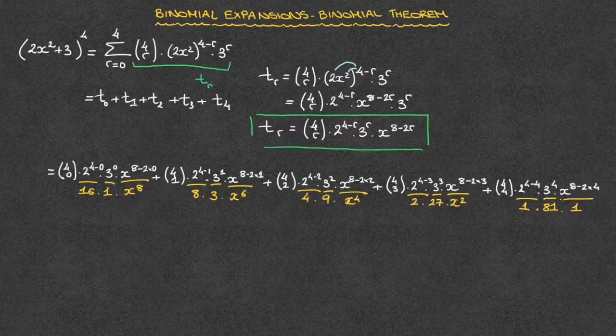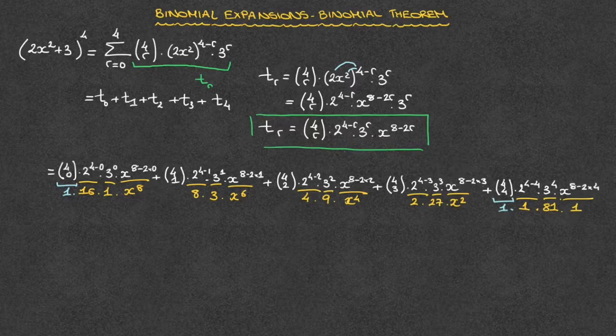Now that we've calculated all of the powers inside these terms, we need to find the values of each of the binomial coefficients that we have. And for that, we can use the results that we've seen in our previous tutorials. Remember, the first and the last binomial coefficient will always equal 1. So we can go ahead and say that 4 choose 0 is 1, and 4 choose 4 is 1.